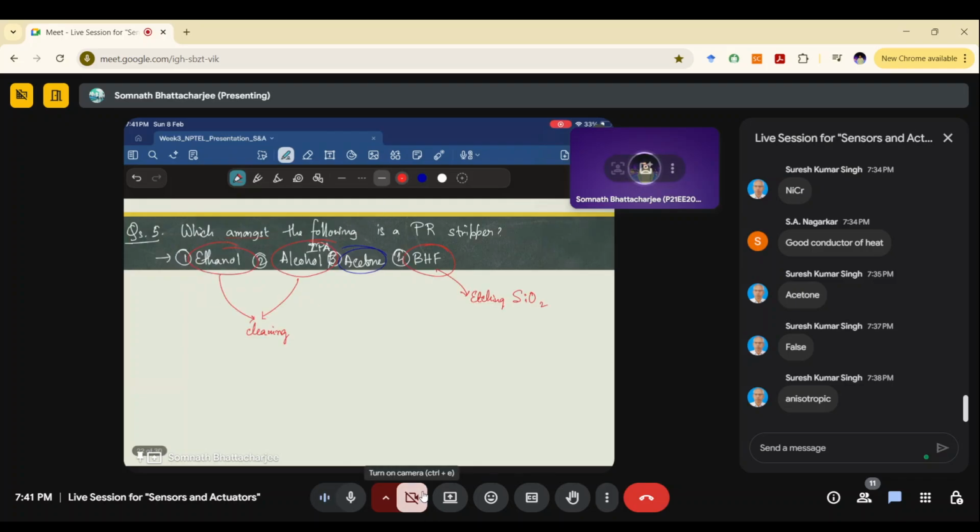So you need to strip your PR without destroying the other deposited layers. You need to use a solvent that is potent enough, but also does not destroy the other layers like the SiO2 layer or something like that. So that's why we need to use acetone.